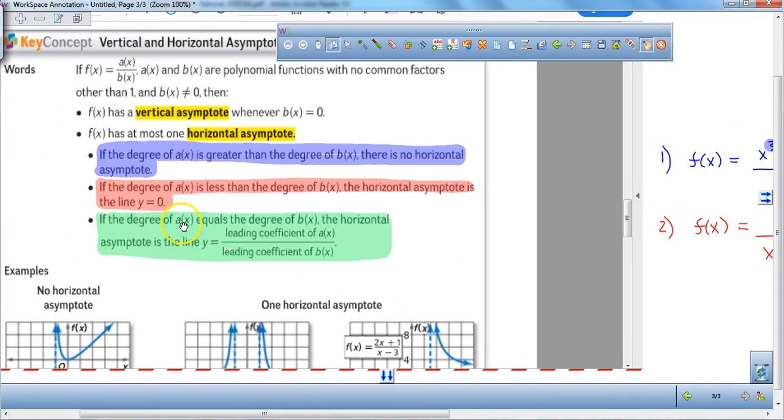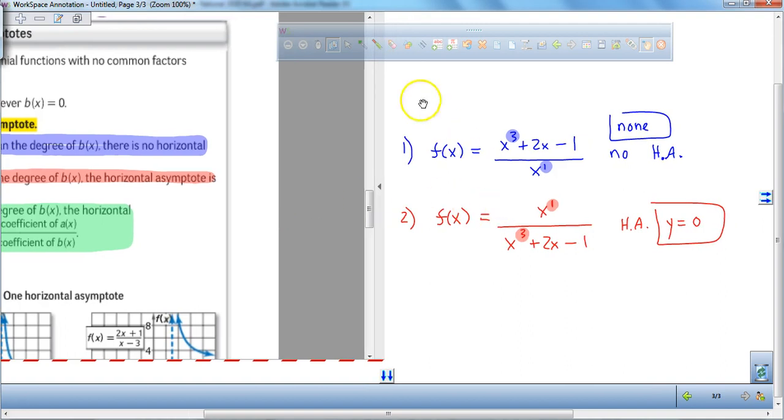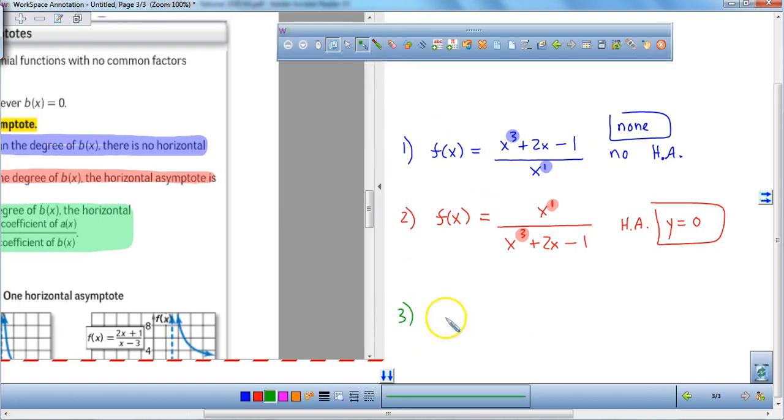Now the last one is the one that's the most interesting. It says if the degree of A of x, which basically means whatever the expression is in the numerator, is equal to the degree of B of x, then the horizontal asymptote is equal to the leading coefficient of A of x over the leading coefficient of B of x. Wonder what that looks like. So here we go. We're going to do f of x, and I'm just going to make something up here. I'm going to put 3x squared minus 4x over, let's put 4x squared plus 1.